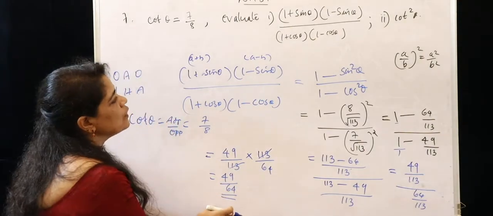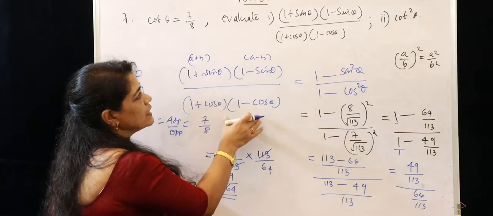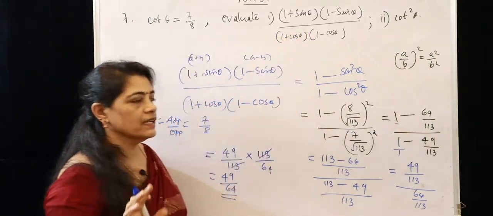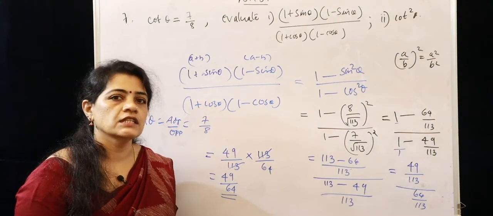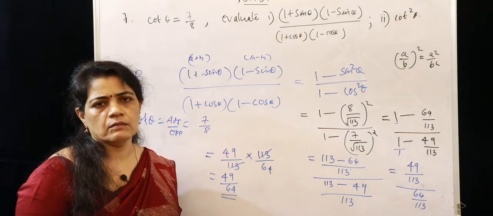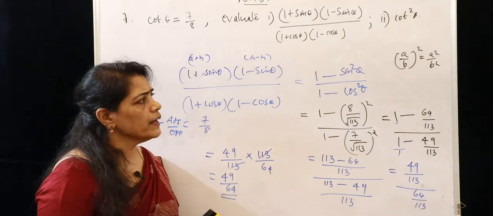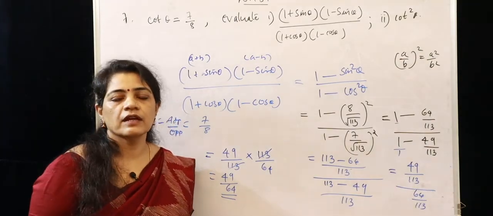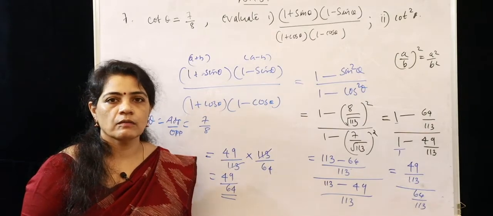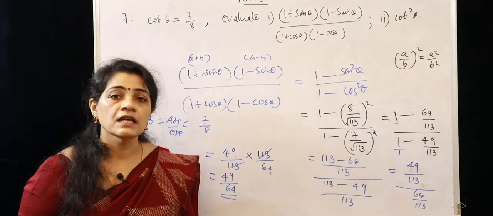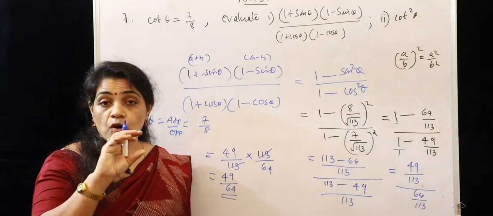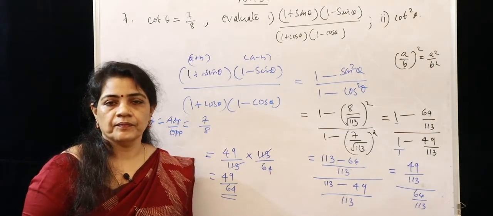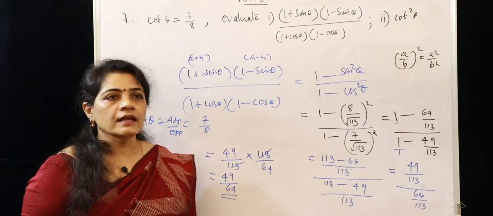This is the value you will get after evaluating this first part, that is (1 plus sin theta) into (1 minus sin theta) divided by (1 plus cos theta) into (1 minus cos theta). Simply we applied that identity (a plus b) into (a minus b) is equal to a square minus b square. And another important thing is sin square theta or cos square theta is nothing but the square of sin theta. Now the second part.